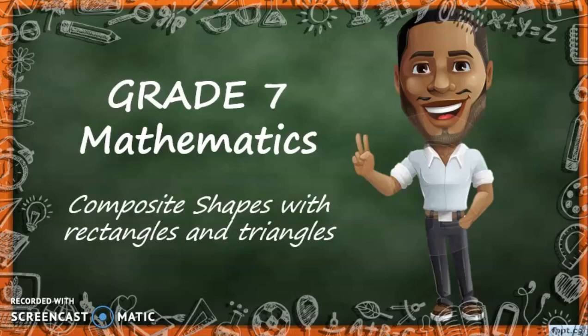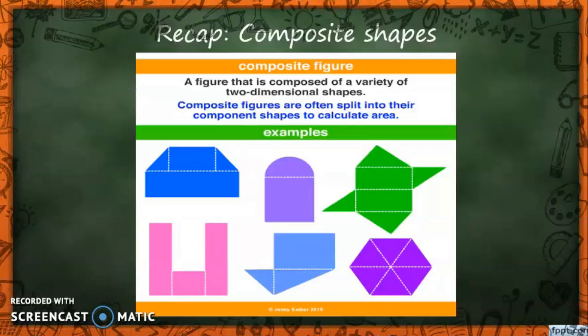Today we'll be looking at composite shapes with rectangles and triangles. Let's get into it. So recap, composite shapes: a figure that is composed of a variety of two-dimensional shapes. Composite figures are often split into their component shapes to calculate area. Here are some examples of composite figures.